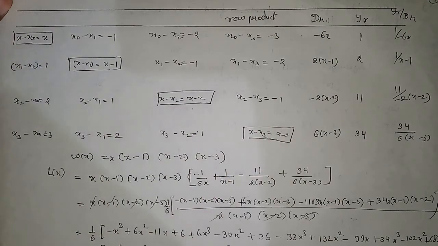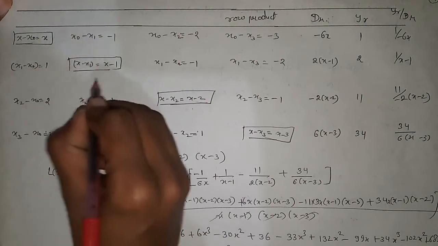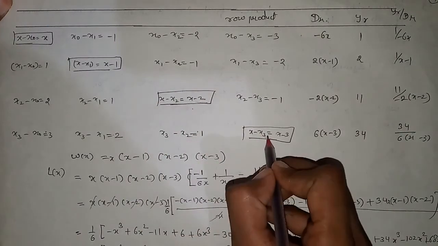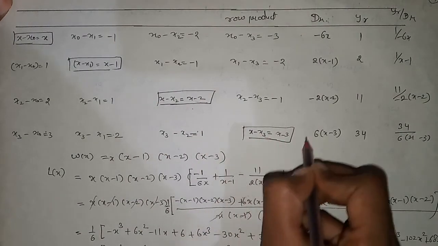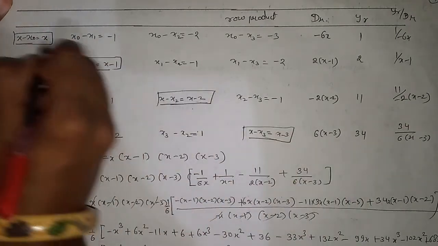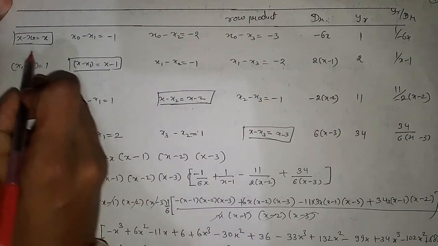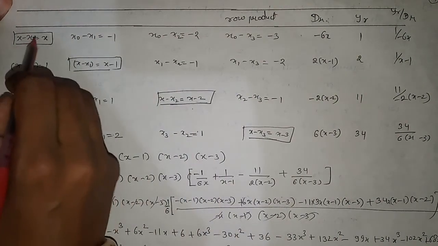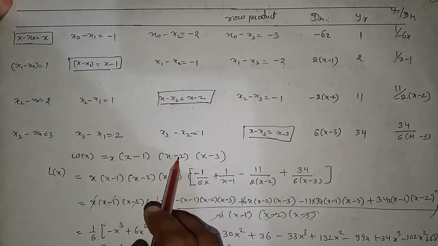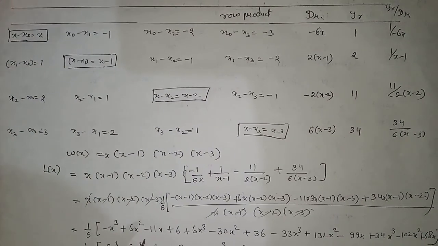So this is the table. Now we have x minus x0 is x, x minus x1 is x minus 1, x minus x2 is x minus 2, x minus x3 is x minus 3. If you see this, this is the diagonal. If we consider this as a matrix, then this is the diagonal of the matrix. If we observe this carefully, this is nothing but w(x) only: x, x minus 1, x minus 2, x minus 3. So the diagonal value is nothing but our w(x).